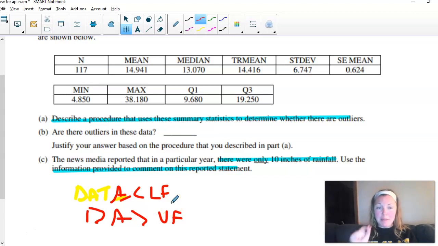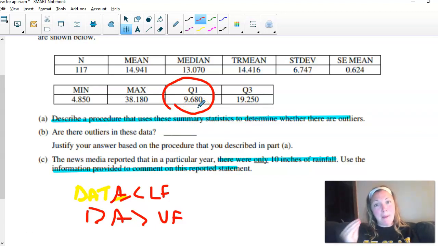Now, part C, I really want to talk about this for a couple seconds here. The news media reported that in a particular year, there were only 10 inches of rainfall. Use the information provided to comment on the report stated. Only 10 inches of rainfall. But what do you notice about the quartile 1? 9.680. That means 25% of the observations, the rainfall days, were at 9.680 or less than that, okay? That's a pretty high probability, okay? So to say only 10 inches only makes it seem like it's unreasonable, or not probable. It is probable that that could happen based off of quartile 1.